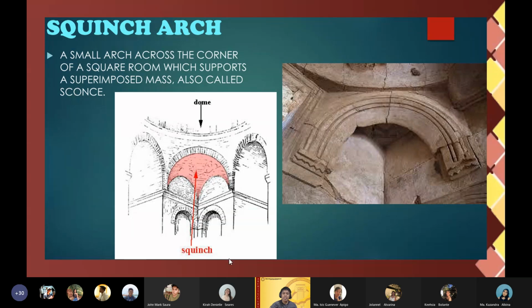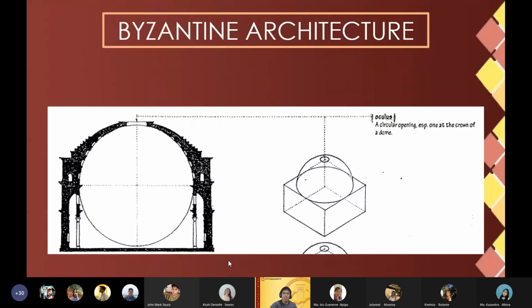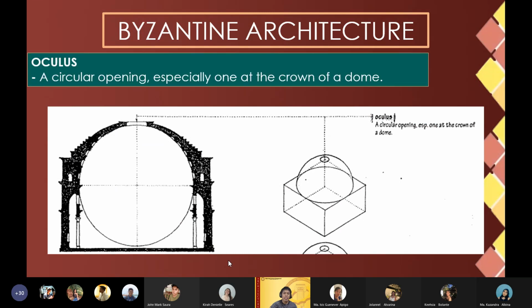Another term that I took from the Visual Dictionary of Architecture is oculus. So what is an oculus? A circular opening, especially one at the crown of a dome. So since we're talking about domes, again, Byzantine architecture has many domes. If you compare Byzantine architecture to early Christian architecture, the main difference is actually the dome. It's like you have that early Christian vibe, early Christian type of architecture, and you add a dome. So that is Byzantine architecture.